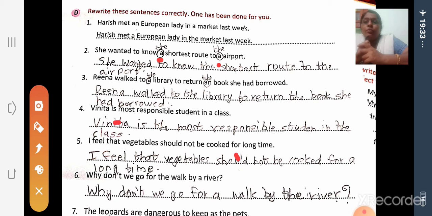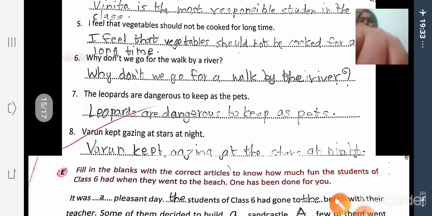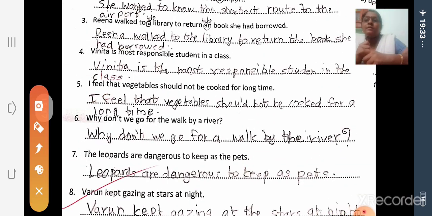Okay, then why don't we go for the walk by a river? Why don't we go for a walk by the river? Before river നമ്മൾ the യൂസ് ചെയ്യും. So for a walk by the river. Then the leopards are dangerous to keep as the pets. The leopards എന്ന് വേണ്ട, നമ്മൾ പ്രോപ്പർ നൗണിൻ്റെ മുന്നിൽ അല്ല കോമൺ നൗൺസിൻ്റെ മുന്നിൽ നമ്മൾ ദ യൂസ് ചെയ്യേണ്ട കാര്യമില്ല. Leopards are dangerous to keep as pets.